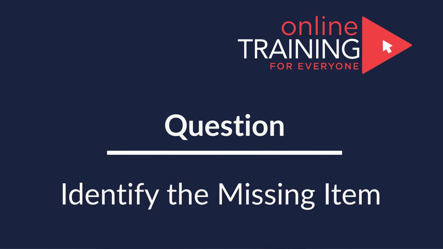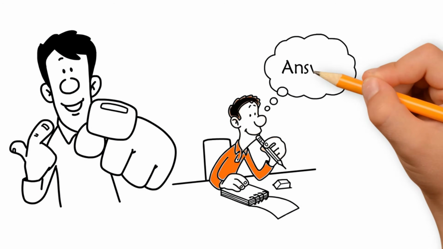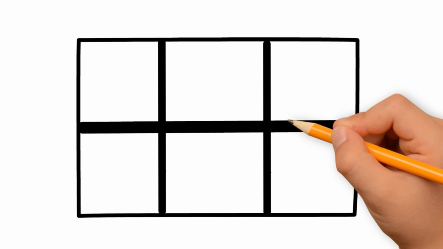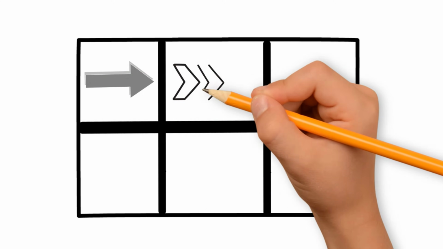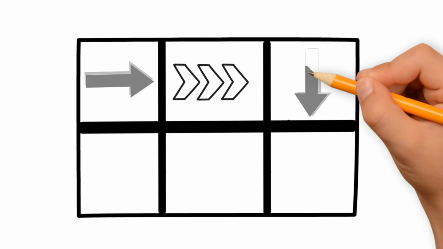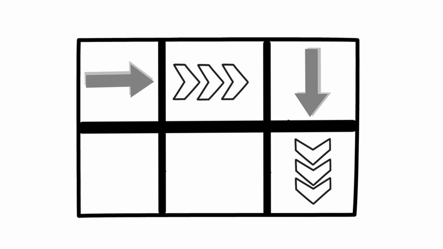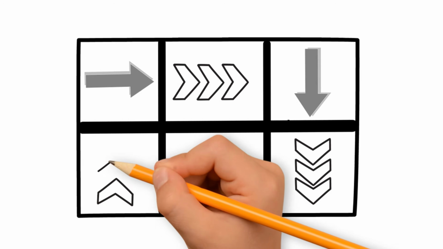I'm excited to share with you a cool question, which is easy to understand, but which doesn't have an obvious answer. You're presented with the 2x3 matrix. This matrix has arrows inside. There are 2 types of arrows, solid arrows, and then there are arrows that consist of 3 different shapes. There are 6 possible spaces in the 2x3 matrix.